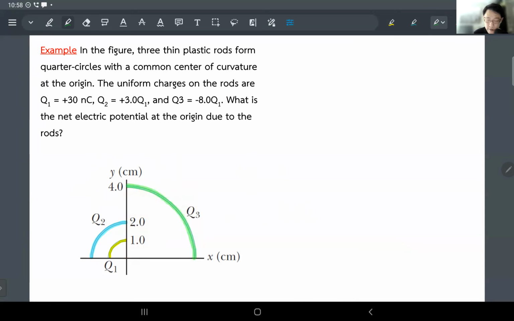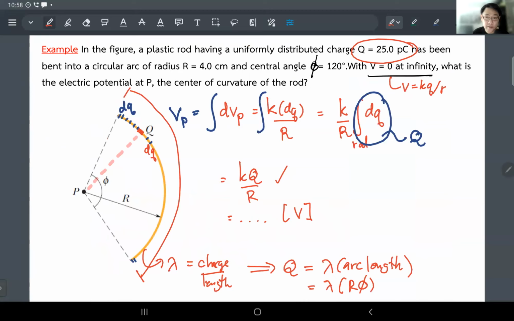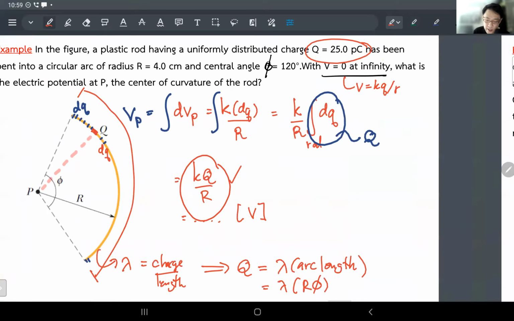So that means the net potential at the origin is going to be V1 plus V from the second one plus V from the third, right? That's going to be the contribution from those three rods. We already saw that the way you calculate the potential is easy. It's going to be KQ over R. They are sharing the same distance. So let's do it then.